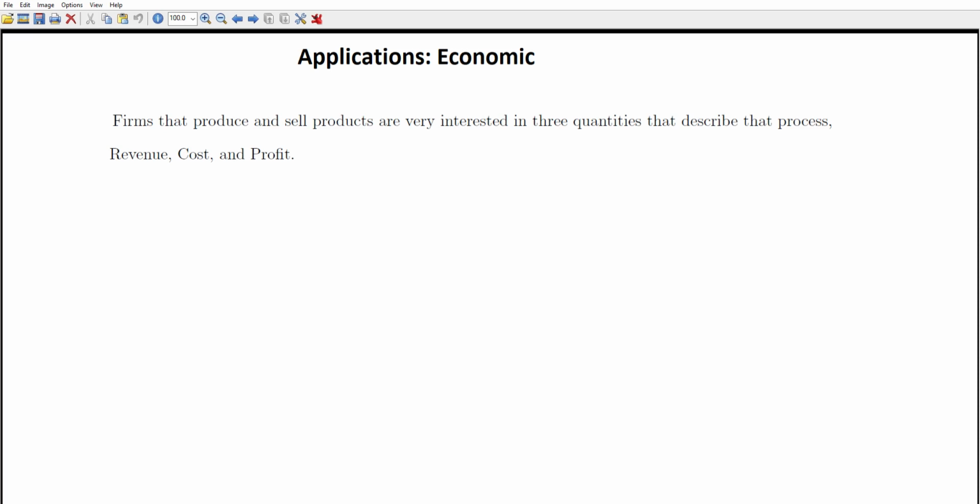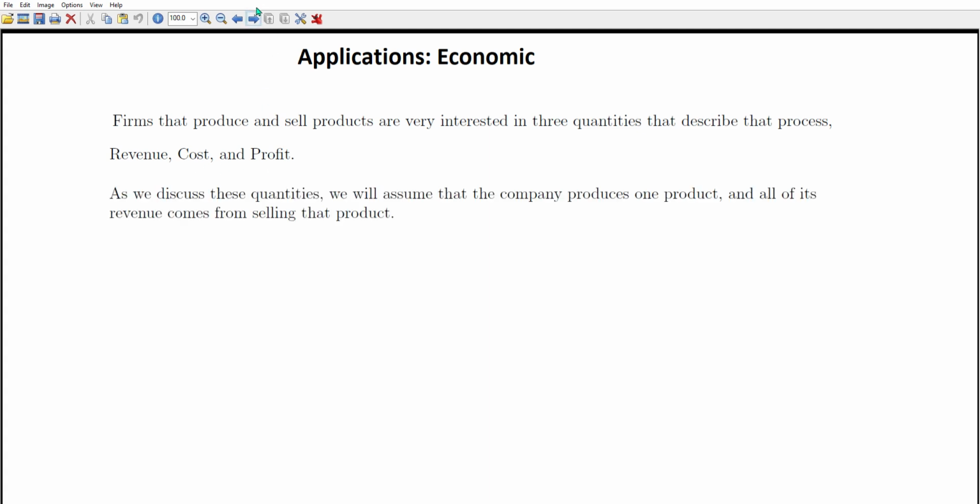Today we're going to take a look at some applications of the calculus that we've developed, and the first application is economic in nature. So we're going to talk about firms that produce and sell products, and these firms are very interested in three quantities that describe that process: revenue, cost, and profit.